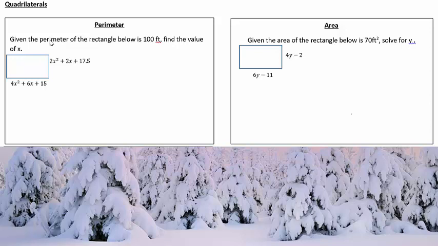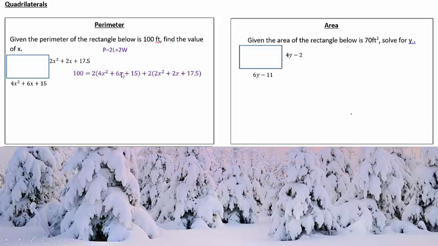So in this problem, we have a perimeter. It's given to us, it's 100, and we need to use that information to find the value of x. So the first thing we want to do is set up our perimeter formula, which is 2 times the length plus 2 times the width. Really what you're doing is just adding 4 sides. And it doesn't matter who you call length and who you call width. So in this case, I called the base the length and the height the width.